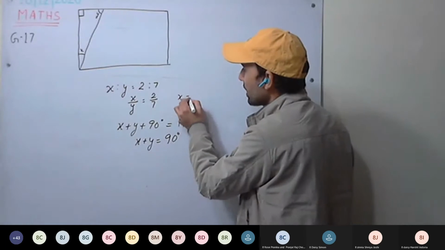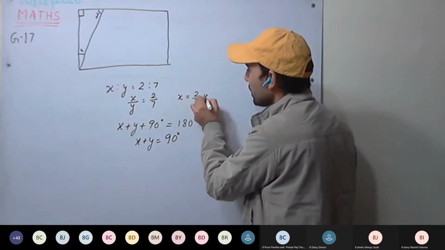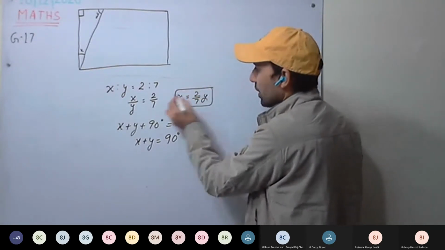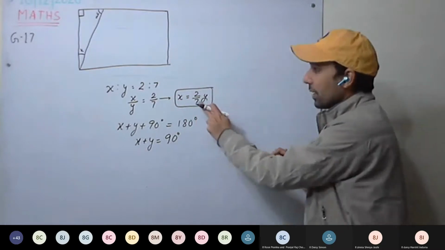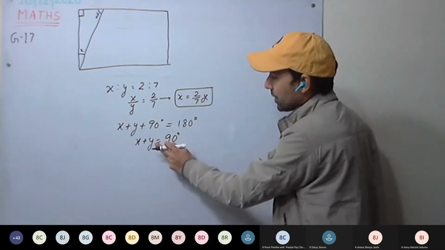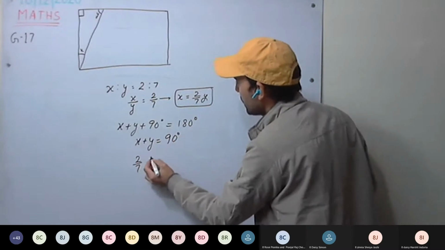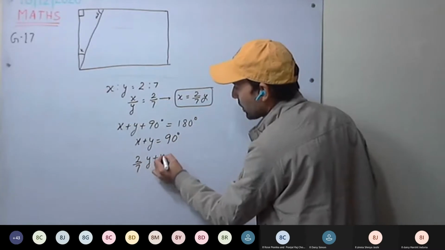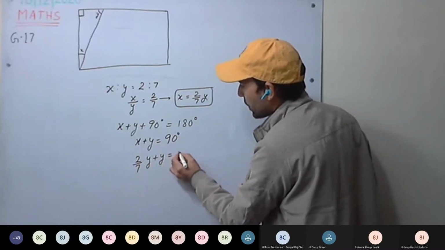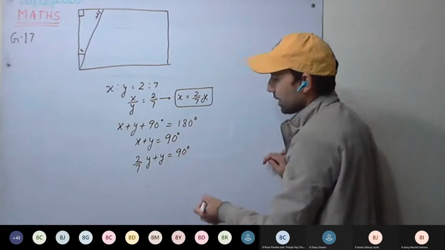If I write like this, X equal to 2 by 7 Y. Using this equation, I write like this. Now the value of X I put here. So it will be how much? 2 by 7 Y plus Y equal to 90 degrees.